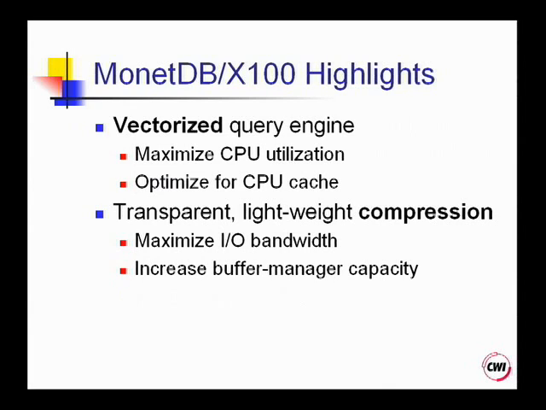So let's, again, repeat the highlights of MonetDB X100. The first one is a vectorized query engine. This is to maximize the CPU utilization and also optimize for the CPU cache. I will quickly explain how this works in a couple of minutes. And after this, I will explain the transparent lightweight data compression that is built into X100 to maximize I/O bandwidth and to increase buffer manager capacity.